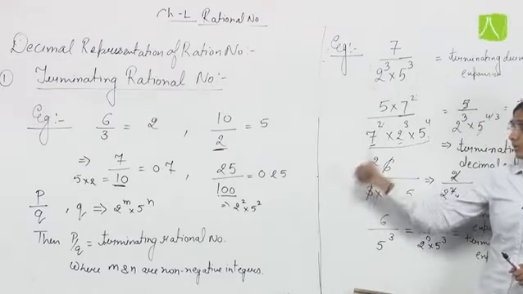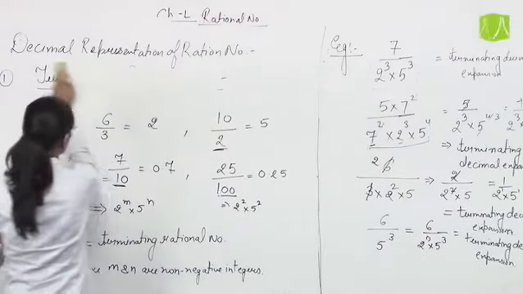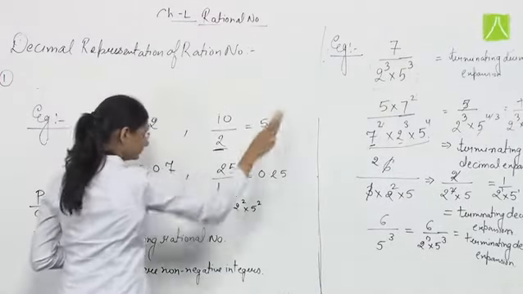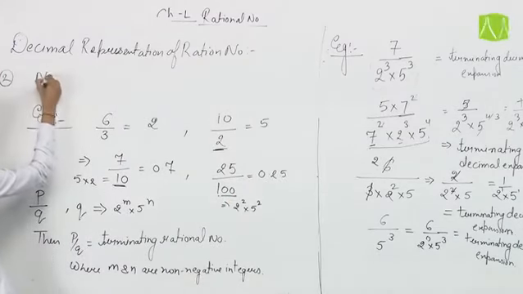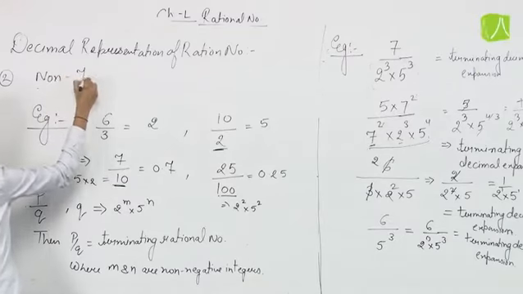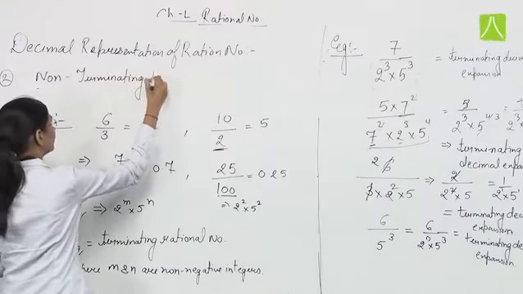This was all about terminating decimal expansion. Next is non-terminating decimal expansion.